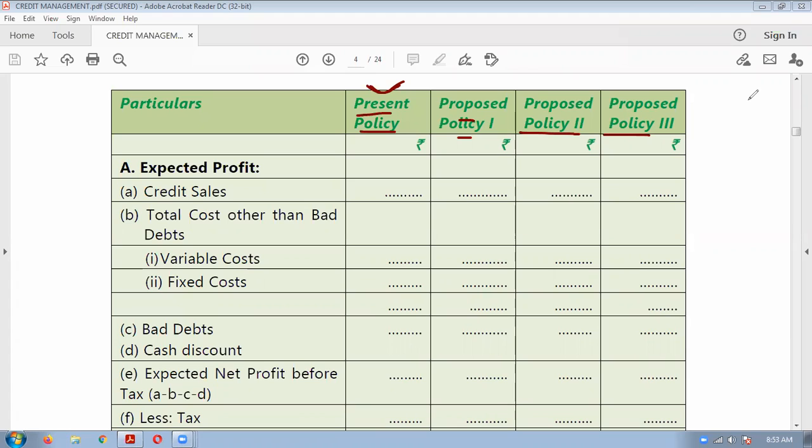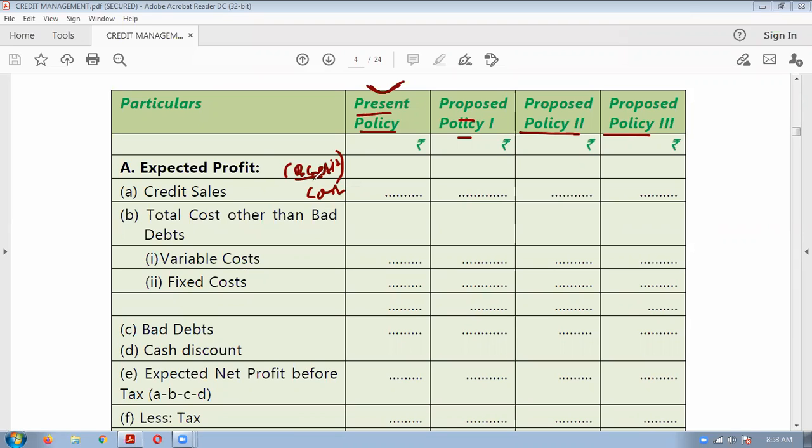First, we will start with the benefits part. What is the benefit of giving credit to the customer? That is known as expected profit. That is the benefit part: credit sales will be there. Then total cost other than bad debts, etc. Benefits will be there, and the corresponding cost will also be there: administration cost, collection cost, other bad debts, etc. All this will be cost.